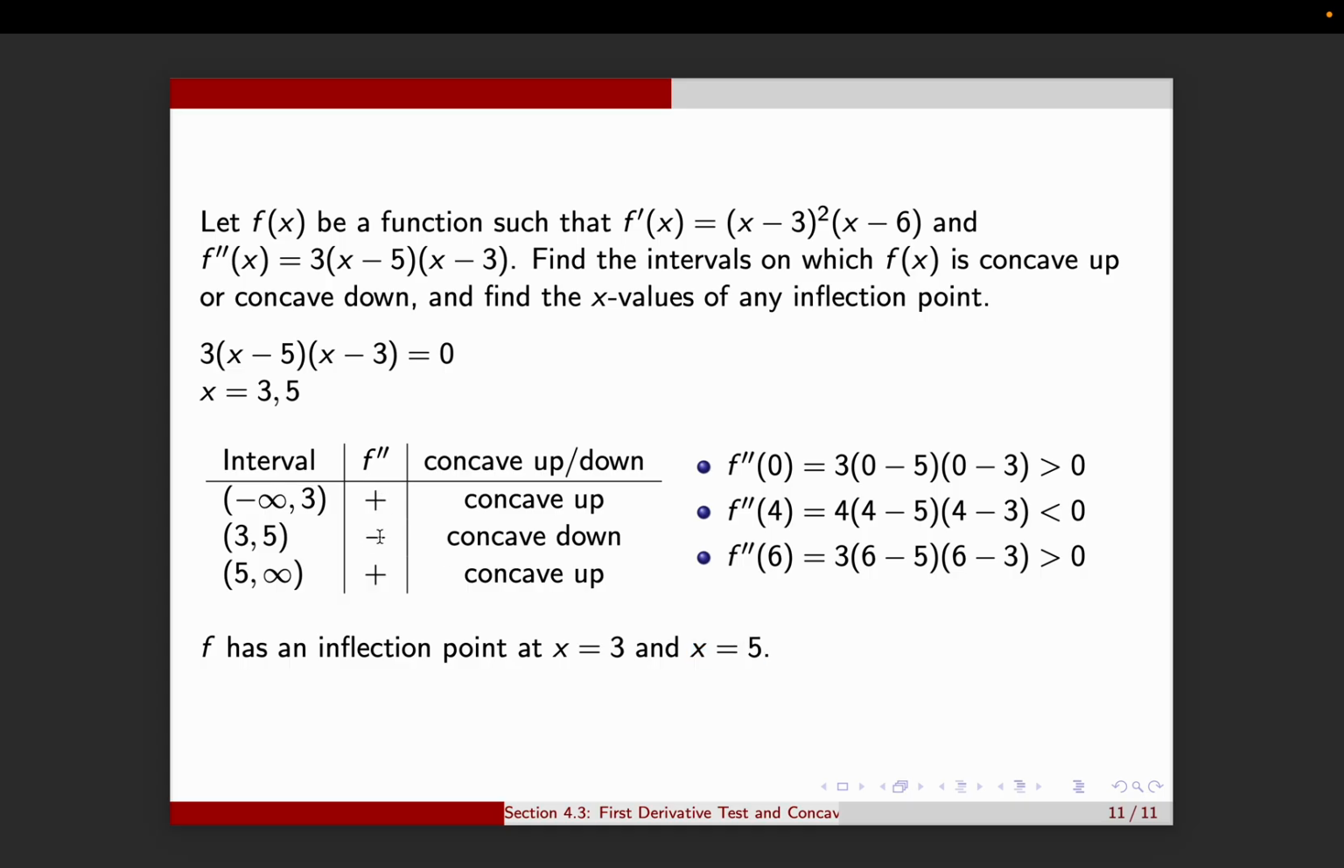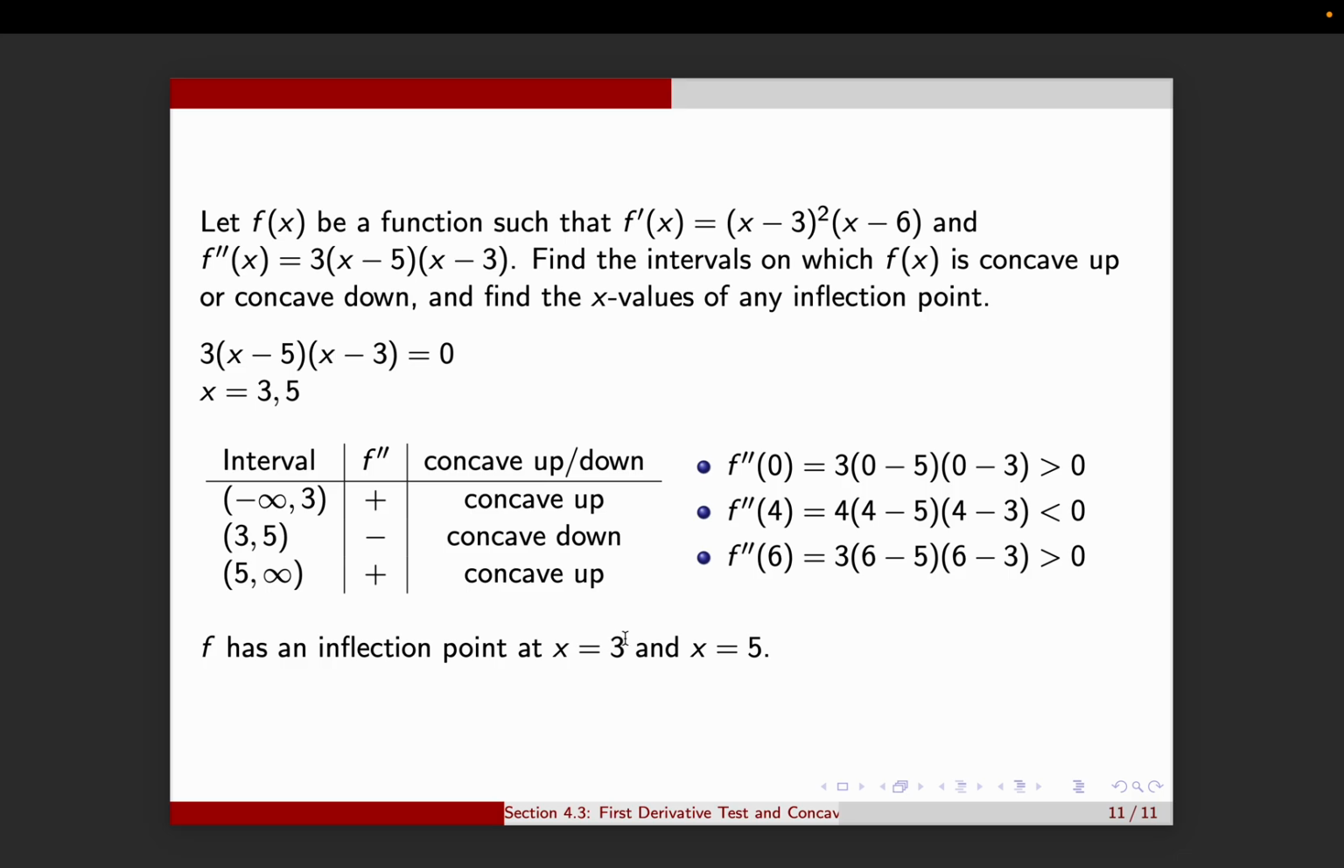If these were all 3 pluses, instead of alternating, there would just be no inflection points because there'd be no switch. You have an inflection point if concavity switches. If this right here were a plus and this were a minus down here, so it's plus, plus, minus, there would be no inflection point at 3 because there was no switch. But there would be an inflection point at 5.